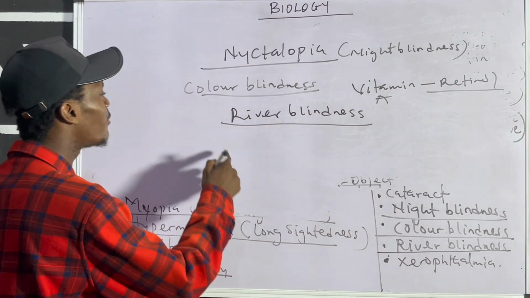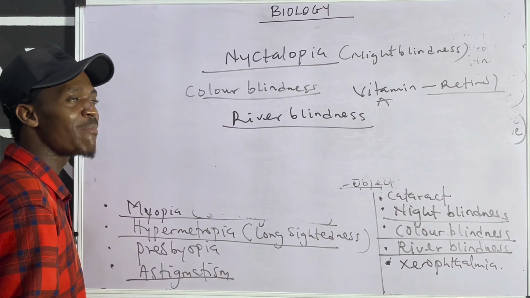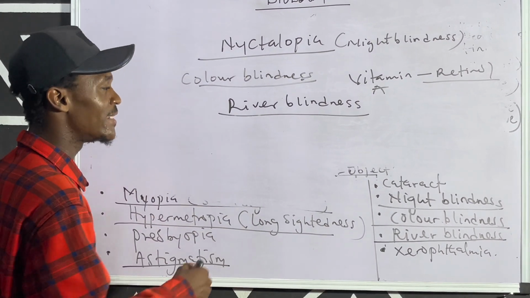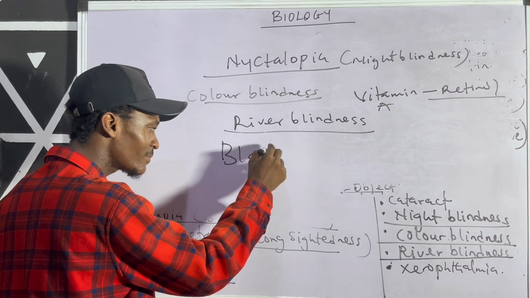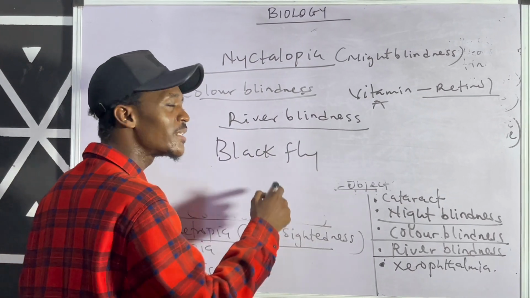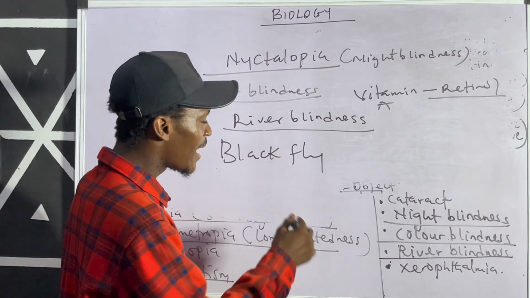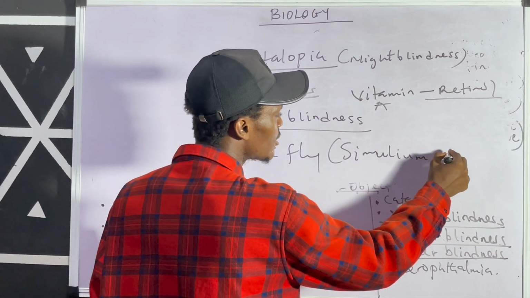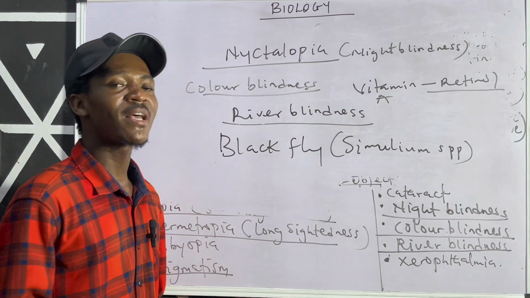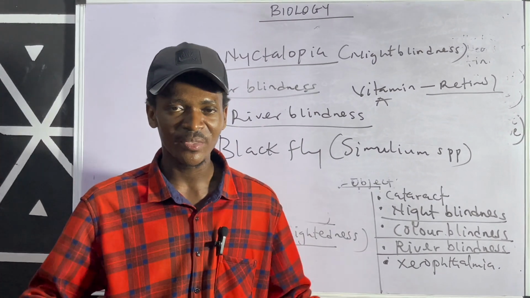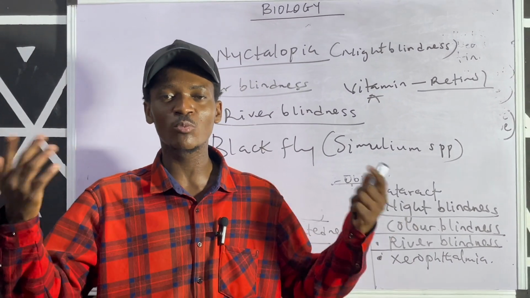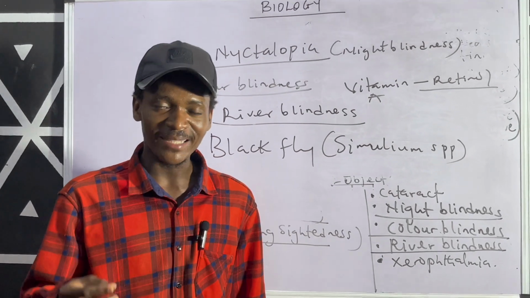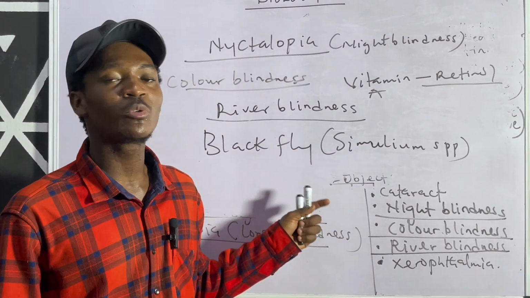And the vector responsible for carrying the microfilarial worm that is involved in causing this river blindness is called the black fly. Black flies are often found in riverine areas, and this black fly is also known as Simulium species. So what happens is this: those persons that often swim in infested water, or bathe with infested water, water that is contaminated. And how can they be contaminated? They can be contaminated with black fly.